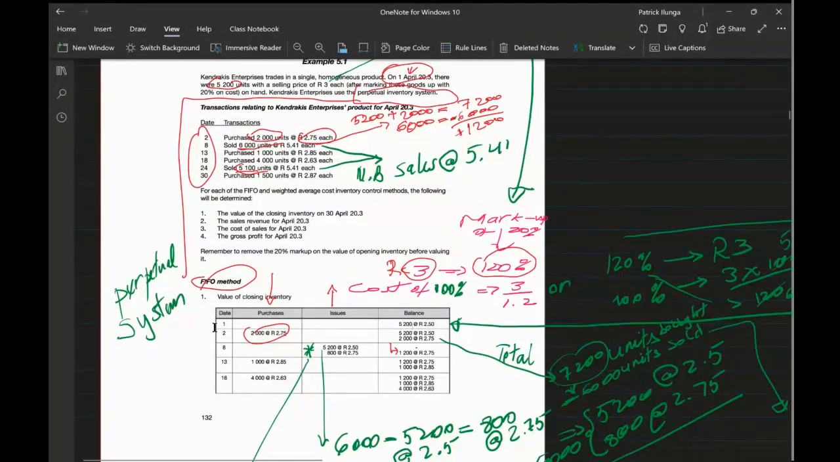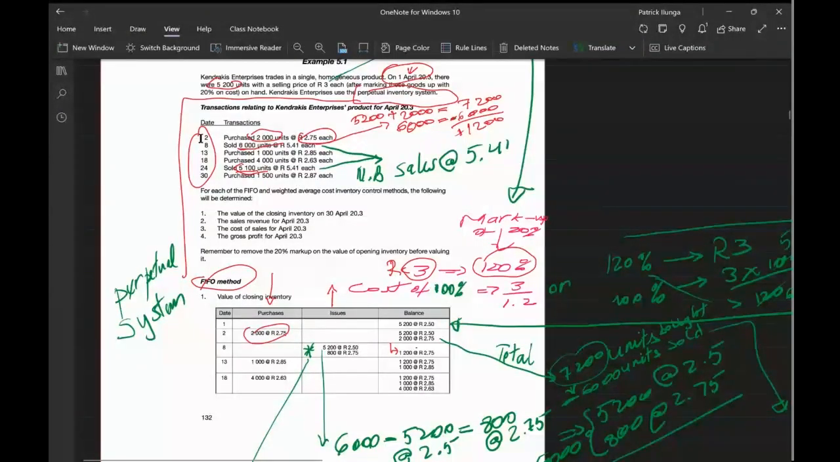So our balance on day one, I hope you understand. We take the 5,200 units at 2.5. This is your FIFO. This is the first thing that was in. Meaning that if we have to sell something, we will start with what was there before, right? But then they just tell you easy.